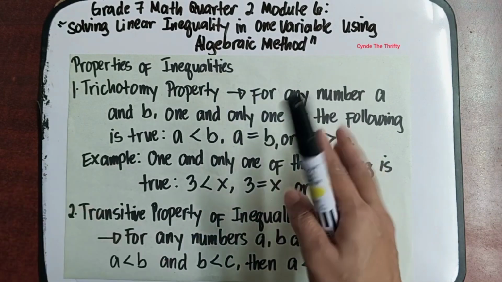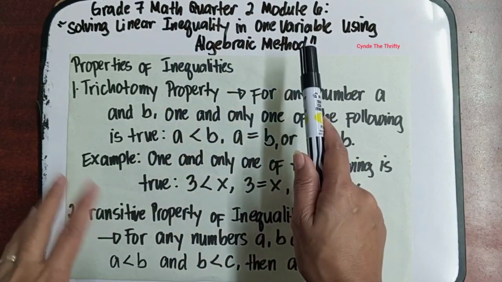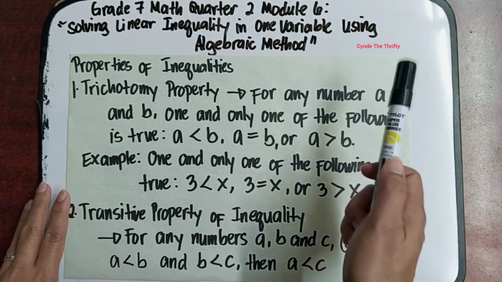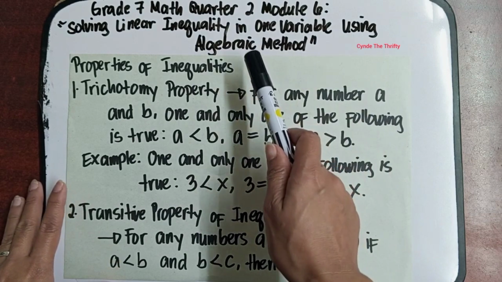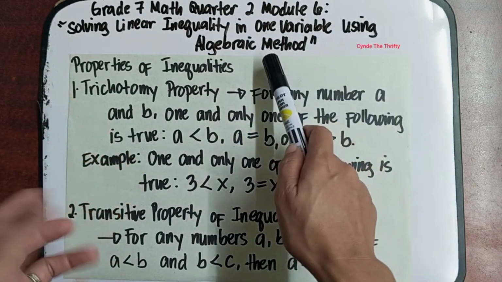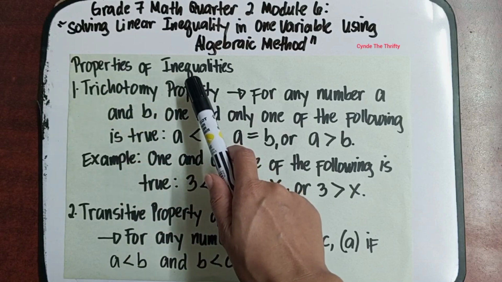Solving linear inequality in one variable using algebraic method. Ang nakaraang lesson natin is pinag-aralan natin kung paano ba natin isolve ang linear inequality in one variable using guess and check from a given replacement set. So ngayon, ang gagawin natin is algebraic method naman yung gagamitin natin. Pero before natin pag-aralan ang algebraic method, pag-aralan muna natin ang properties of inequalities.